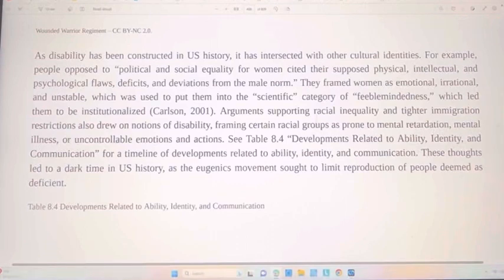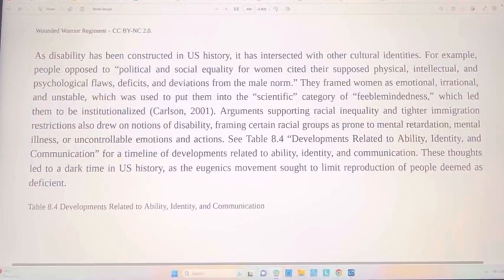Arguments supporting racial inequality and tighter immigration restrictions also drew on notions of disability, framing certain racial groups as prone to mental retardation, mental illness, or uncontrollable emotions and actions. See Table 8.4, Developments Related to Ability, Identity, and Communication for a timeline of developments related to ability, identity, and communication.